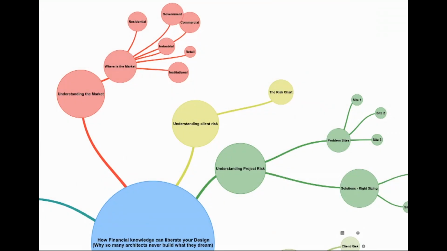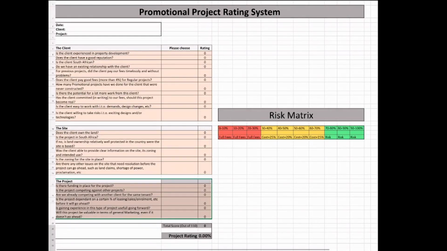Then the next thing we're going to look at is really understanding client risk. As architects, we carry, especially the larger practices, or all practices, I suppose, do a lot of risk work. And in that environment, at Paragon, we've decided that we needed to come up with a tool to try and mitigate and reduce our exposure and our risk to what's already a risky space that we function in and compete in. So we came up with a chart.